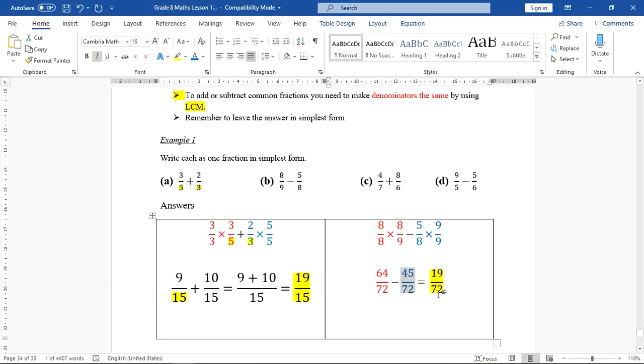Okay, my friends, I hope you have picked up something here. What I want you to do is part C and D, and take a picture and send your answers to me.